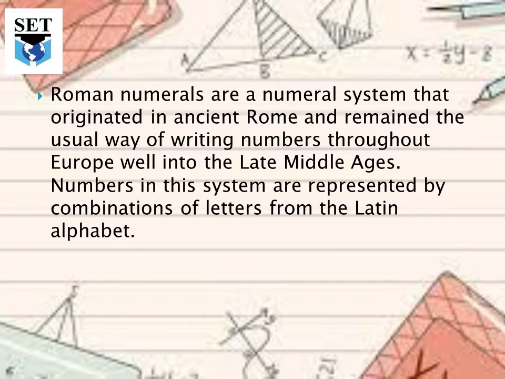Roman numerals are a numeral system that originated in ancient Rome and remained the usual way of writing numbers throughout Europe into the late Middle Ages. Numbers in this system are represented by combinations of letters from the Latin alphabet.